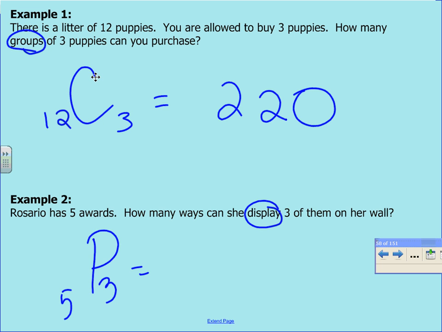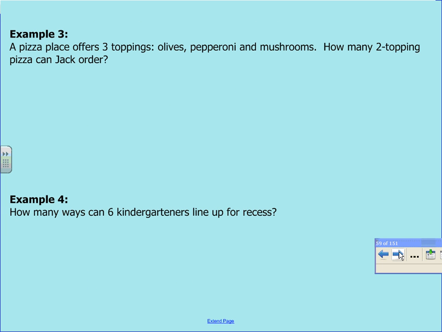Okay, example 3. A pizza place offers 3 toppings: olives, pepperoni, and mushrooms. How many 2-topping pizzas can Jack order? C or P? Annalise? Why?